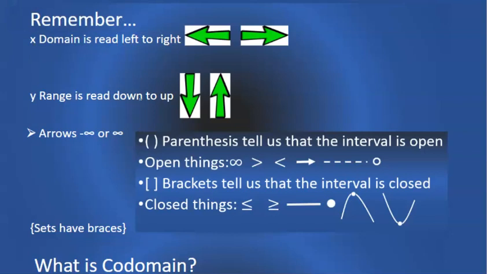Remember, X domain is read left to right, left, right, X. Y, the range is read down to up, down, up, Y. The arrows are for negative infinity or positive infinity. Negative infinity is going left or down or some combination of that. And then positive infinity is going right, up, or some combination of that.